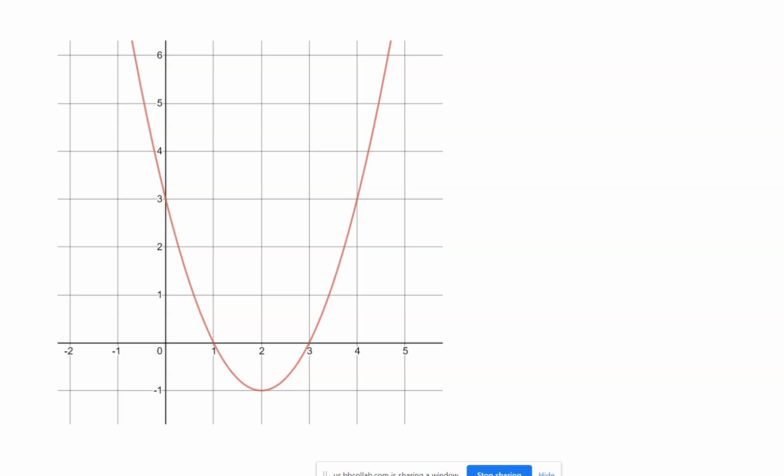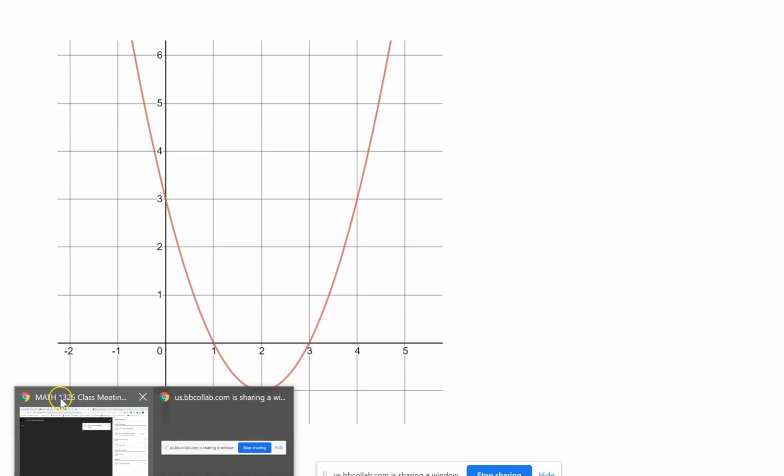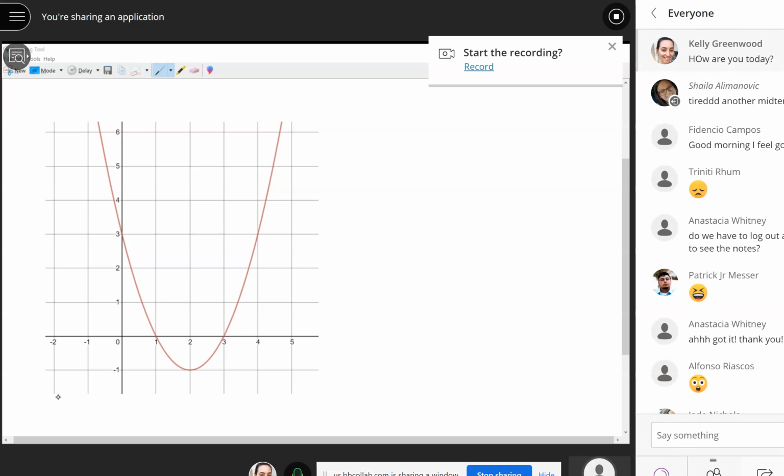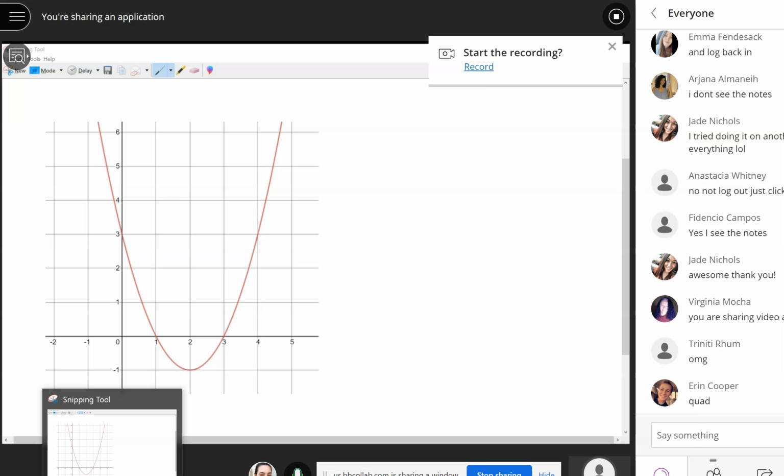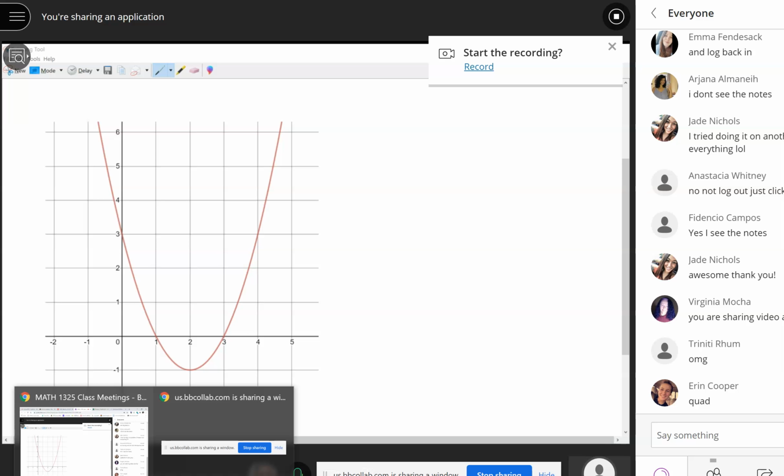This should look familiar. What kind of function is this, y'all? If you saw this in algebra, what kind of function is it? Yeah, quadratic, right? It's a quadratic function. Okay, so this is a quadratic function. What do you know about quadratic functions?